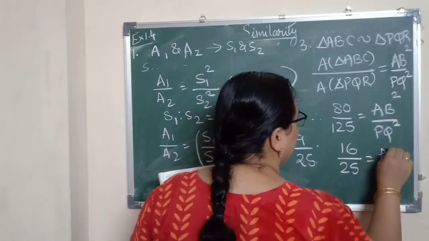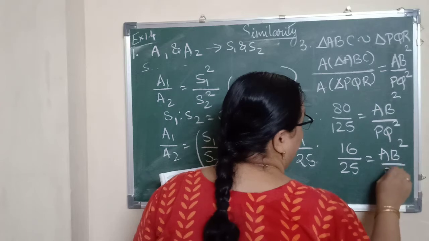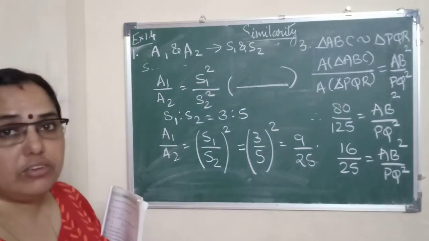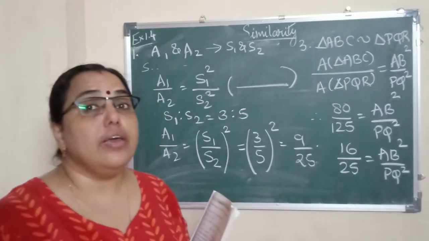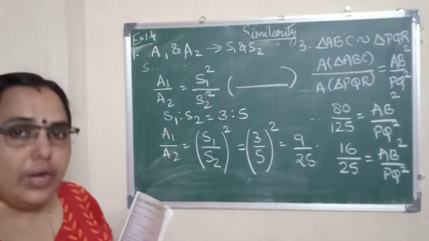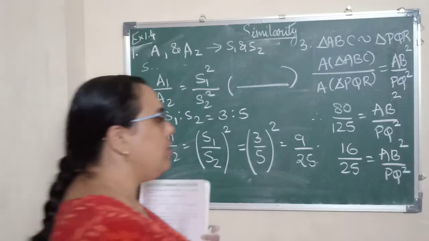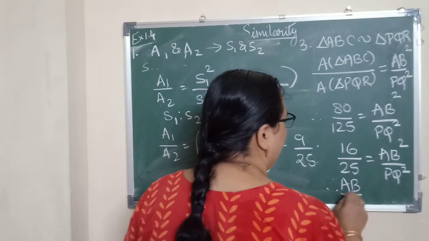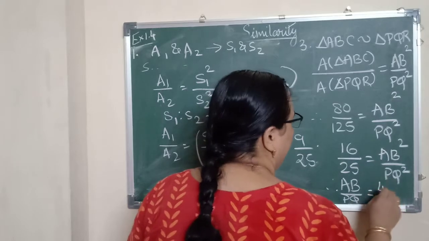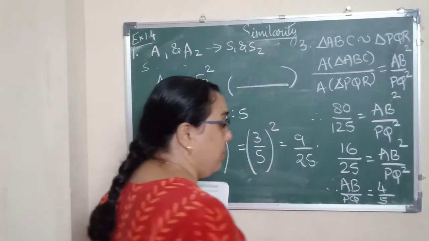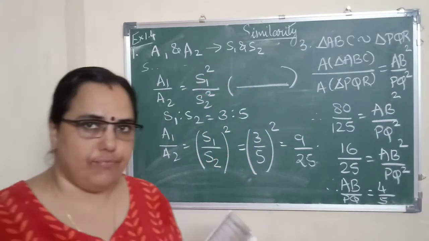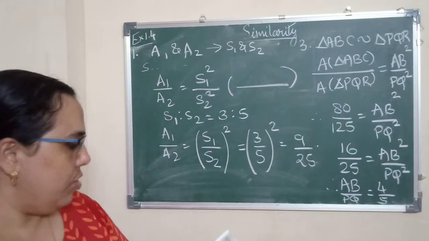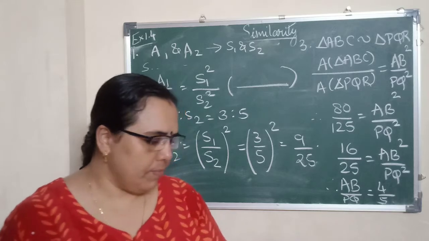Correct, girls? And AB square upon PQ square. Yes, everything looks very friendly here because 16 is a perfect square. Even, yes, 25 is a perfect square. So what is AB upon PQ? Taking square root on both the sides, you get it as 4 upon 5. Clear? Understood? Okay. So that completes the third sum.